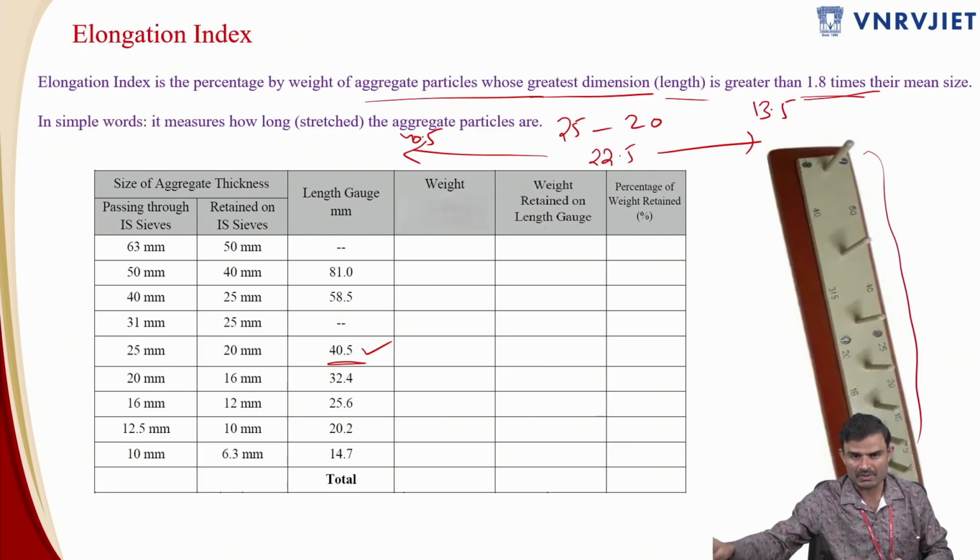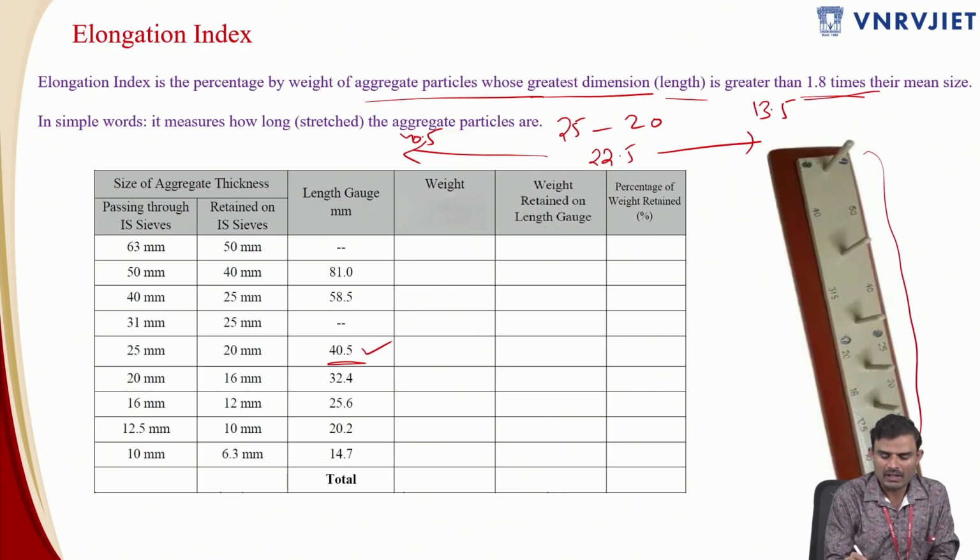Here also the same process is involved. You have to take a minimum of 200 aggregate particles and take the weight. For example, let it be capital W1, capital W2, capital W3, and so on. And let this be the weight retained on the length gauge. Because the longest dimension is greater than 1.8 times the mean, we have to take into consideration the aggregate particles retained there. Similarly, we get small w1, small w2, small w3, small w4, and so on.